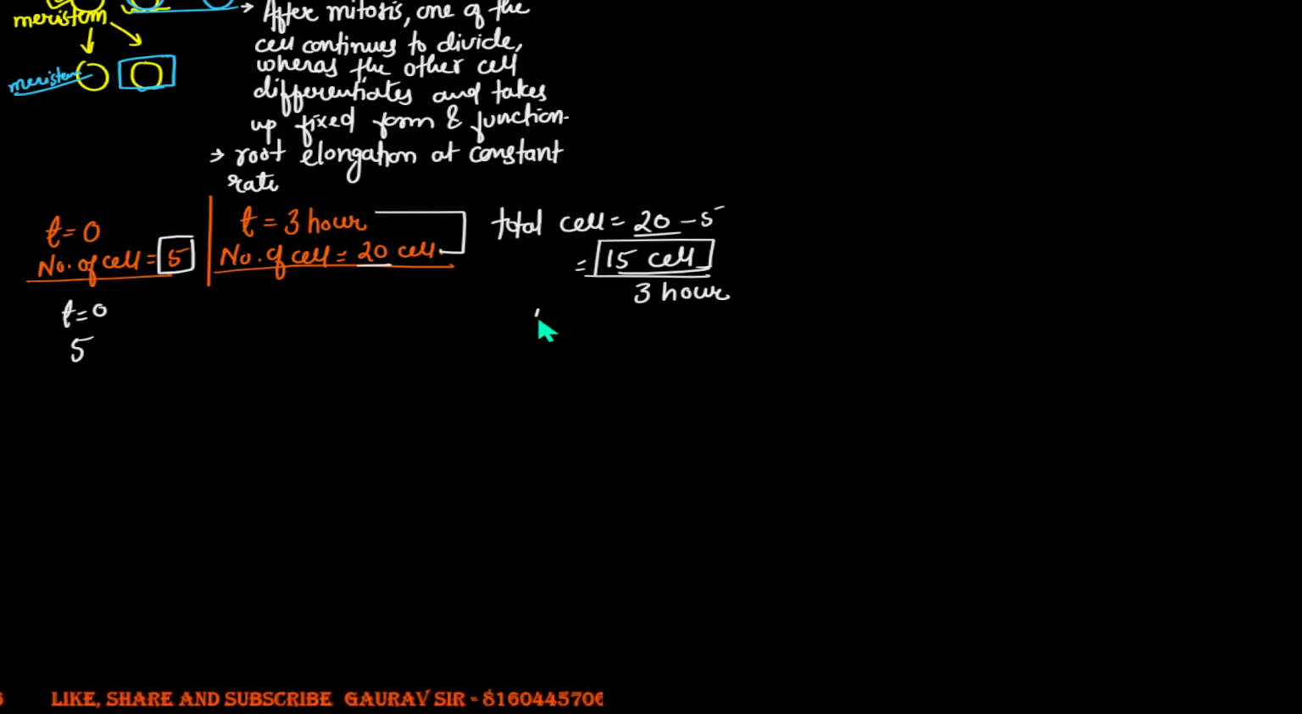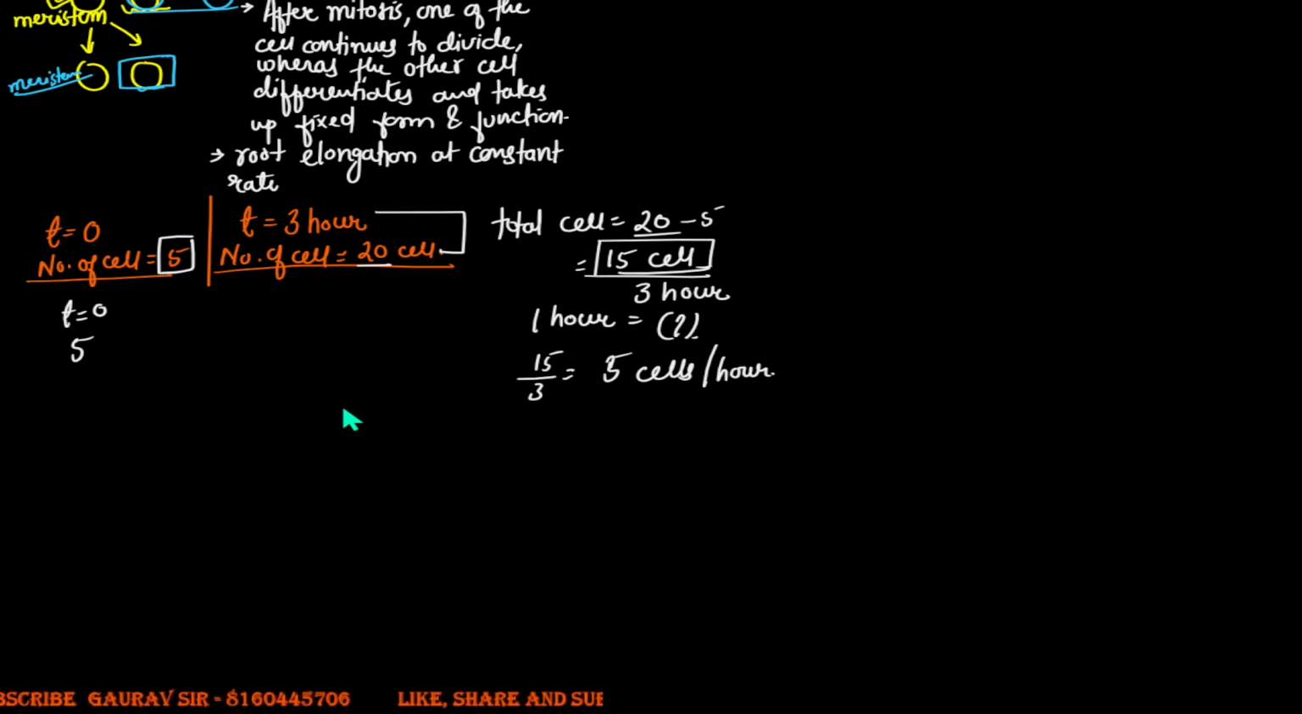So can I find how many cells we got per hour? Can that be calculated? Here, what you will do is 15 by 3 and you get 5 cells per hour. You get 5 cells per hour.